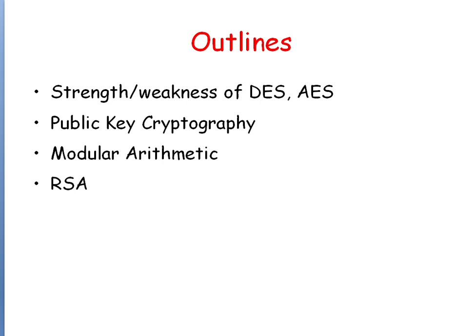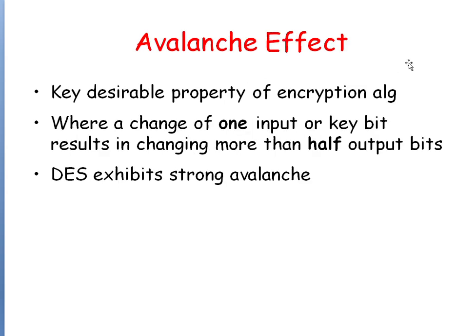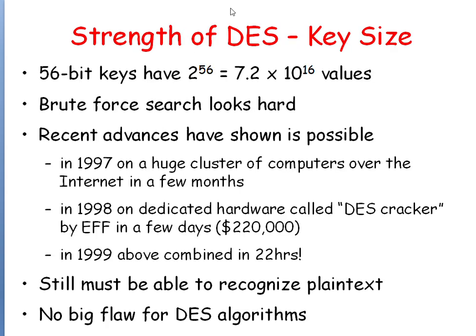We will see the avalanche effect, a desirable property of an encryption algorithm, where a change of one bit in the input or key results in changing more than half of the output bits. Here, for any 64-bit block, any one bit change means the output will have many changes. DES exhibits a strong avalanche effect. And the strength of DES is its key size, a 56-bit key.